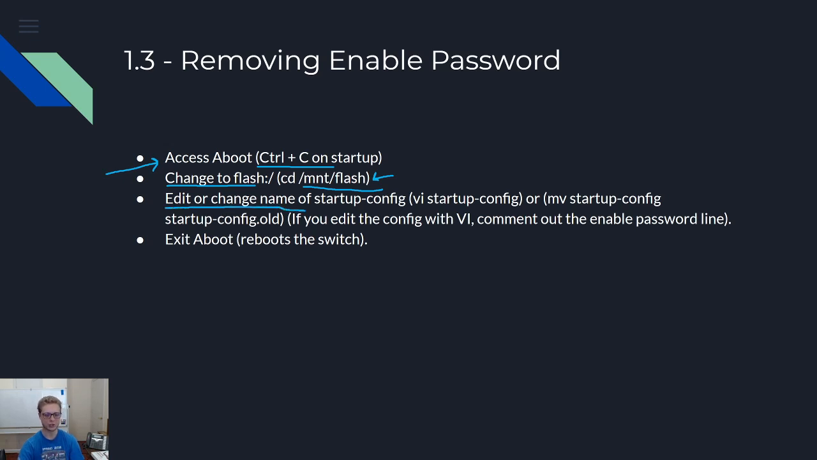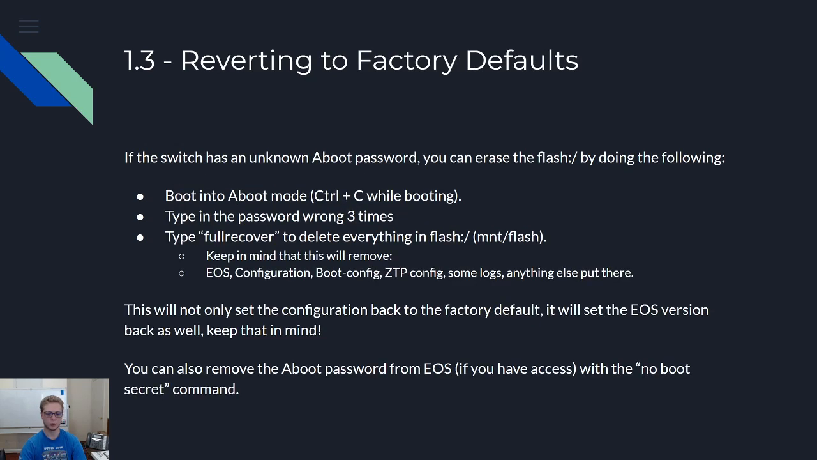Then we're going to either edit or change the name of the startup config, right? So you kind of have two options. I hate V. I'm not a big fan of it. But if you're a V person and you want to just jump in there and comment out the line with enable password, that's fine. I prefer just moving the startup config to startup-config.old, and then you can do a config replace once you've escalated your privileges in EOS with the old config. Super easy, right? So then, of course, you exit Aboot, which reboots the switch, and then hopefully you are going to get into EOS without an issue.